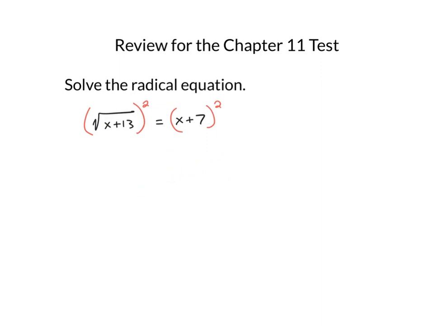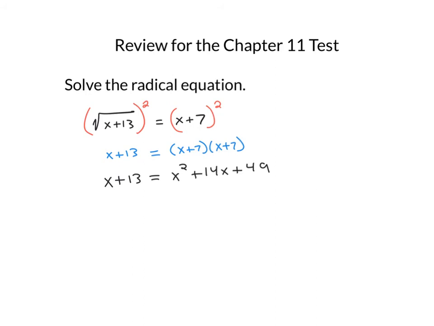On the left, when I square the square root, I just get x plus 13. On the right, I need to write this down twice and use FOIL. So my answer so far is going to be x plus 13 equals x squared plus 14x plus 49.